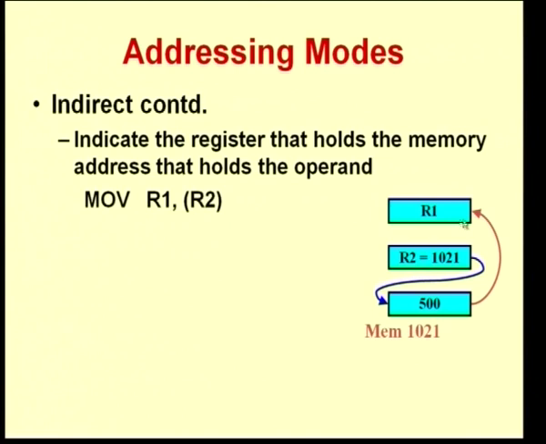So, R2 now will become not 1021, but 1021 plus 1 or 1022, or it could be 1021 plus 4 if your memory locations are all in 4 bytes, it will become 1021 plus 4. So, it may become 1025, right. So, you will specify, this is called an auto increment addressing mode. So, why auto increment? Because you are automatically incrementing this register value once you have done the move operation.